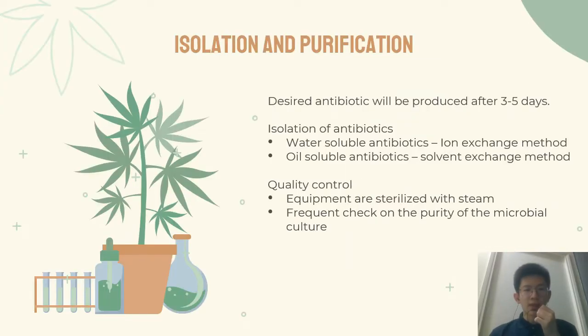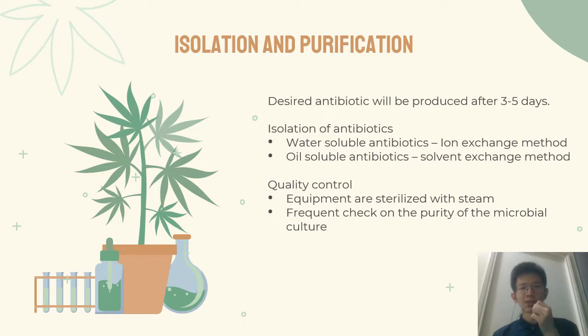The third step in the manufacturing process is isolation and purification. The desired antibiotic will be produced after 3 to 5 days in the fermentation tank. The antibiotic can be isolated from the fermentation tank based on the type of antibiotic form. The water-soluble antibiotic can be isolated by ion exchange method, whereas oil-soluble antibiotic can be isolated by solvent exchange method.